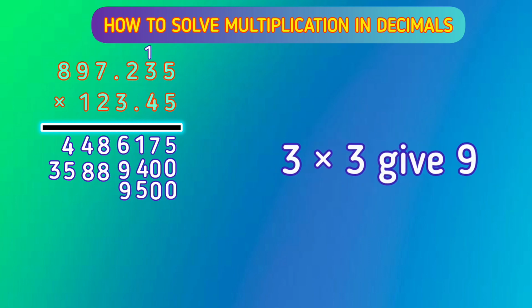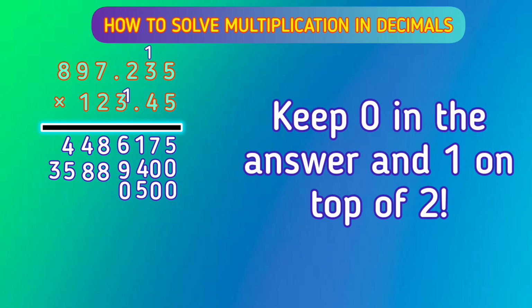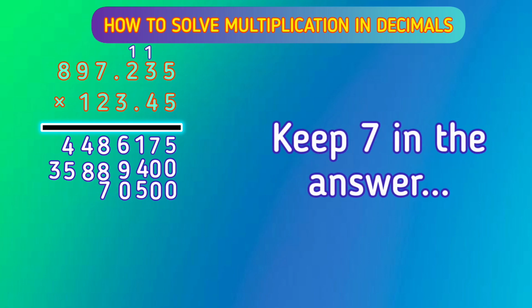3 into 3 gives 9. 9 plus 1 gives 10. Keep 0 in the answer and 1 on top of 2. 3 into 2 gives 6. 6 plus 1 gives 7. Keep 7 in the answer.